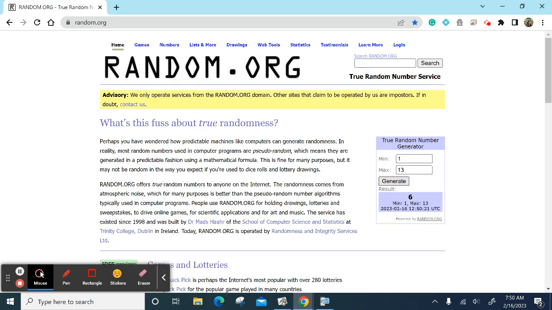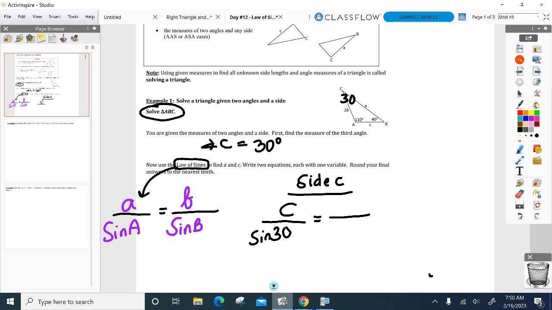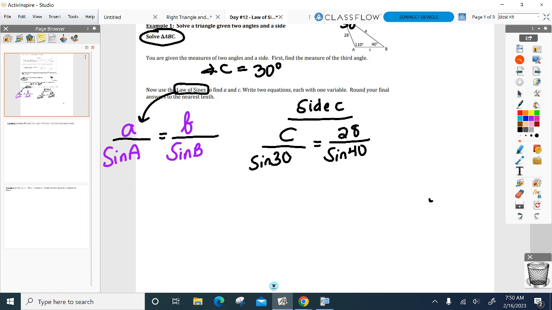What's a side and an angle across we already know? Okay, so 28 over sine 40, right? Everyone make sure we put the sine with it. So there's the law of sines: a side over the sine of the angle across equals a side over the sine of the angle across. And we're going to solve this just like any proportion in this class. Cross multiply.